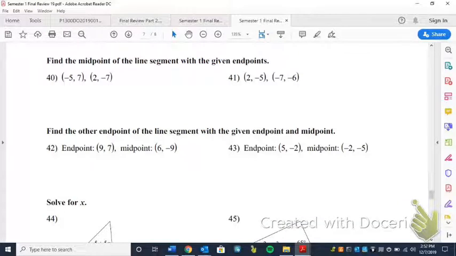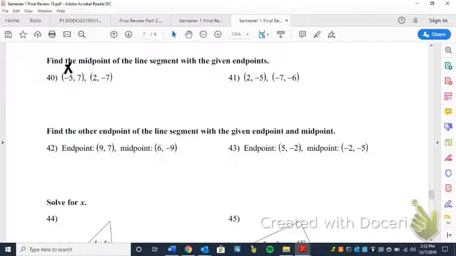So find the midpoint of the line segment with the given endpoints. I didn't do this with you guys, so hopefully you guys remember how to do this. Midpoint formula, distance formula, those are all really super duper important. There are no distance problems on here. I'll have to change that.